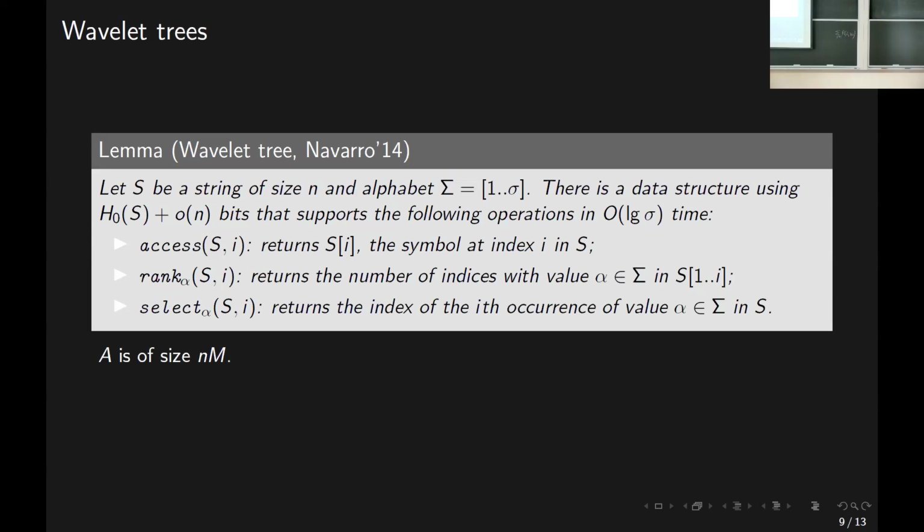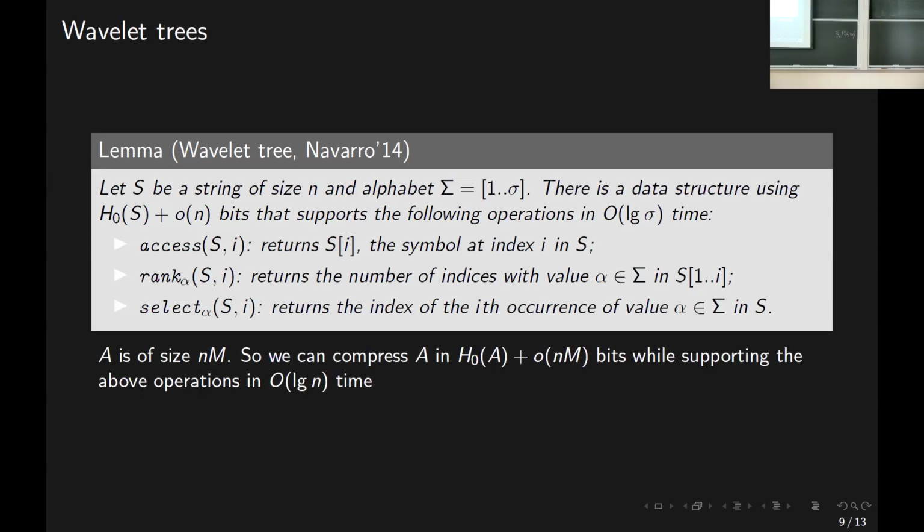Okay, so A is of size n times m, and naturally we can compress A using this data structure in the empirical entropy of A plus little o of n times m bits, right? Because this is the size of A. And we can also support all of those operations in big O of log n time, right? And because here sigma is n, right? The alphabet of A is essentially the vertex set of the graph. So that means that sigma is equal to n in this case.